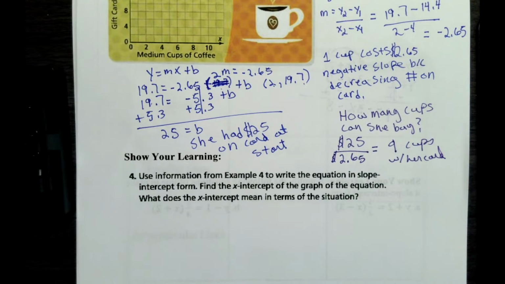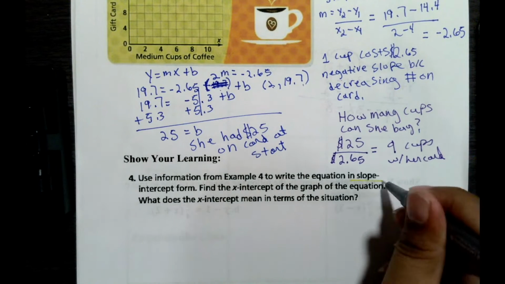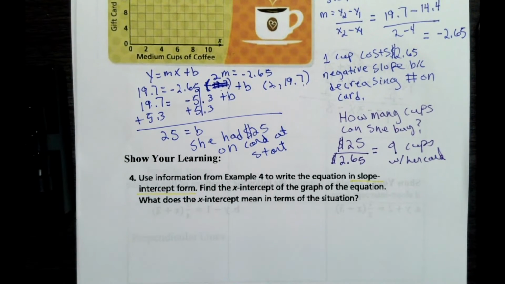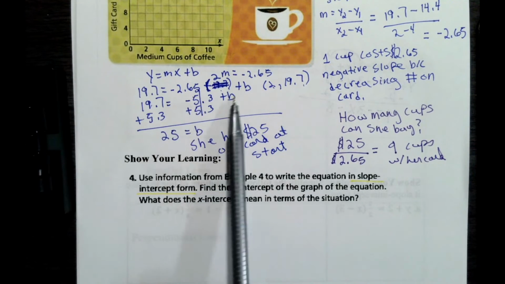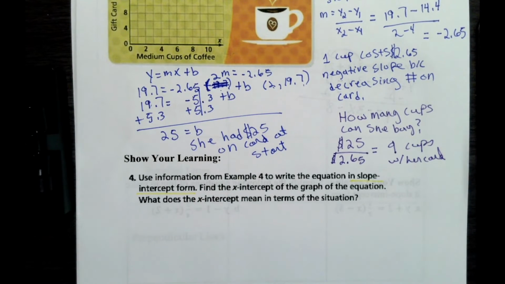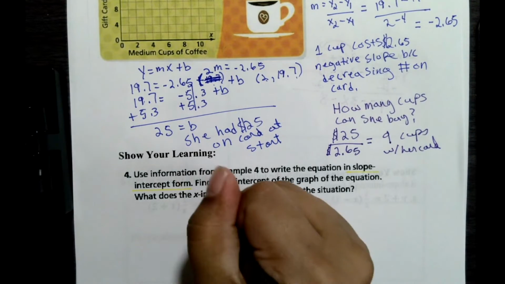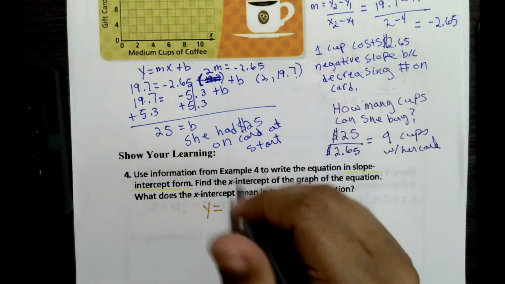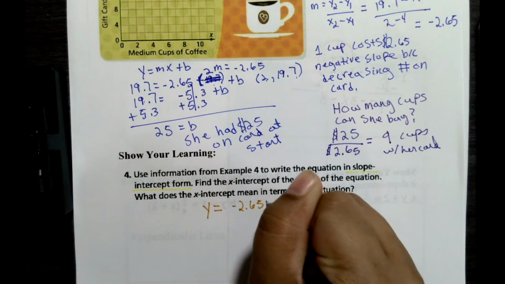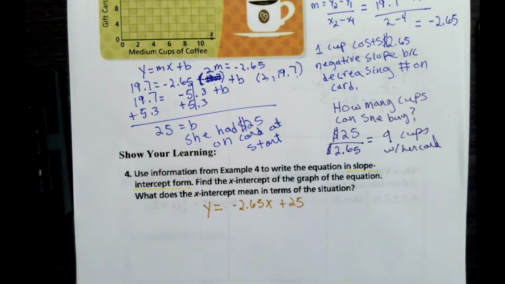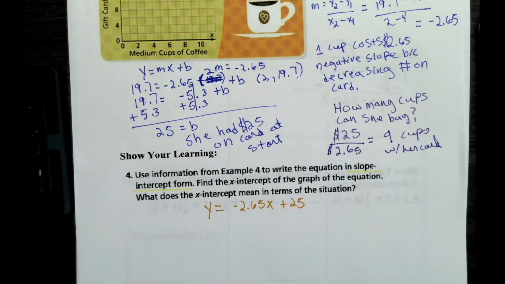Alright. Usually I would say we're going to skip this here, so I'm not going to do all of it, but I am going to explain that if we have it in slope-intercept form, we already did that. We found the m, we found the b, so our slope-intercept form would be y equals negative 2.65x plus 25. In order to figure out the x-intercept, which is where the line touches the x-axis, we would have to set our y equal to 0. If you solved for x, you would get that x equals 9.